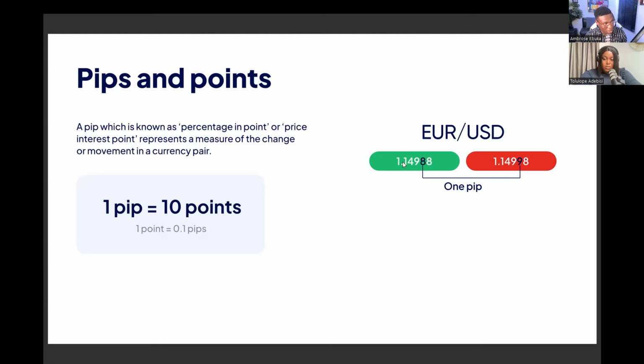So if you look at Euro USD, it was 1.14988 and it moved to 1.14998. Did it move higher or lower? Higher. Exactly. And how many pips did it move higher? 1. 1 pip. I feel like you just saw the answer here, but anyway, it's good. Did you already know that, or you just read it from here?